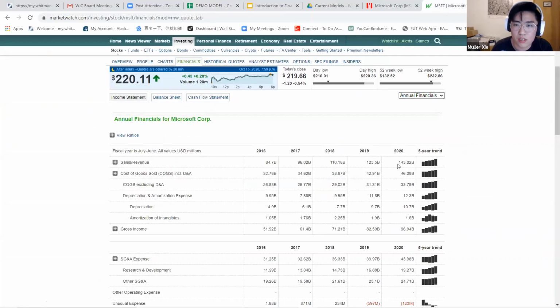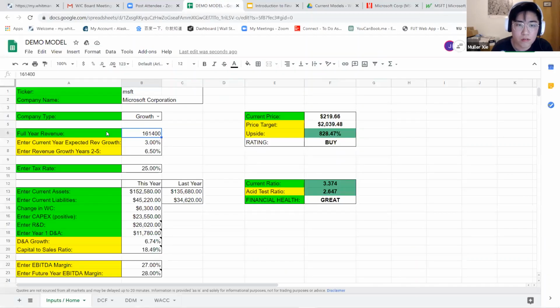So the full year revenue here should be 14,320 for the full year revenue of Microsoft. Okay, yeah.